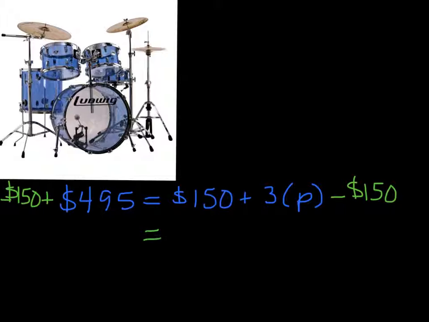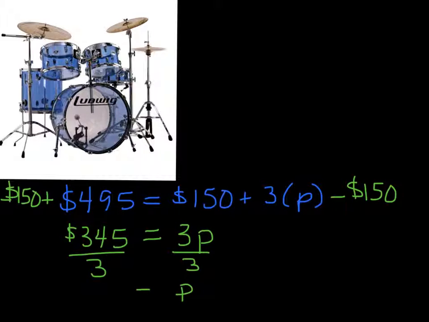Which gives us 3P equaling $345. Now we solve for P by dividing each side by 3. Which gives us P equaling, let's see, $115, right? Okay, so P equals $115.